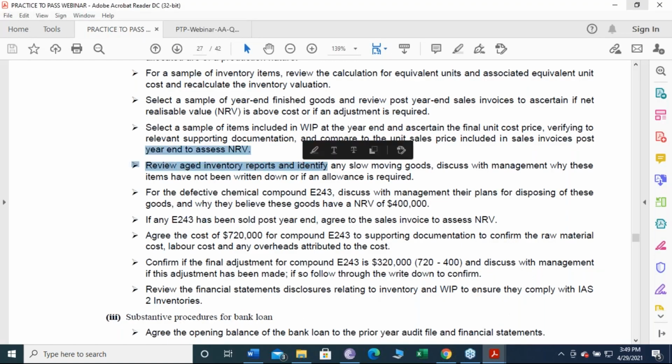Review the aged inventory report. Why are you reviewing the aged inventory report? Because you want to identify any slow moving item. Once you have identified a slow moving item, what are you going to do then? You are going to have a discussion with the management that, my dear management, you need to write this off. This is a slow moving item. You need to write it off. I believe this is an obsolete item, an unfashionable item. So you need to write them off. What the client is going to say, they might give you a reasonable explanation. Otherwise, they are going to write it off. You might need to have a discussion with the client that an allowance is required and they need to write it off. So are you comfortable with this particular procedure?